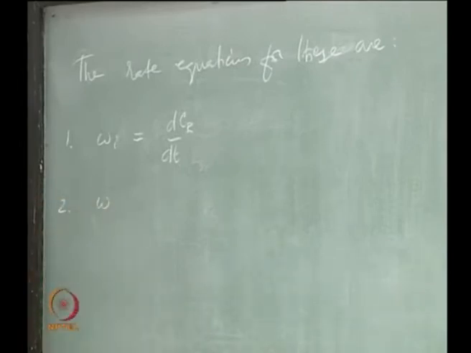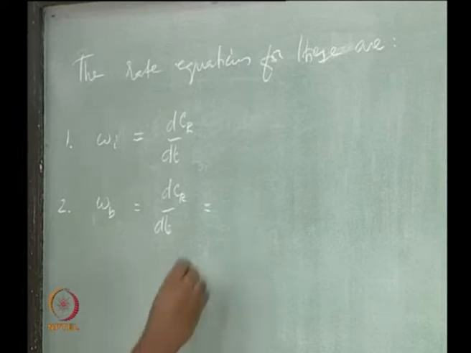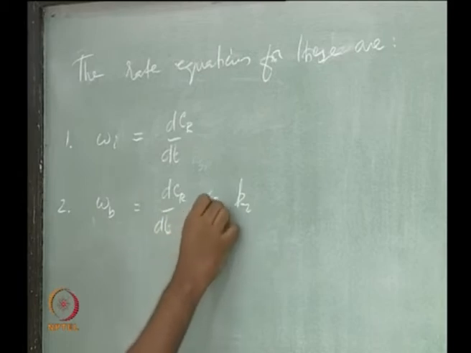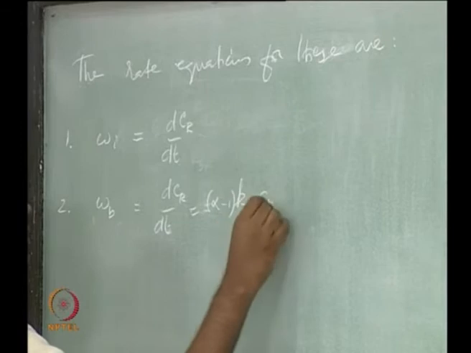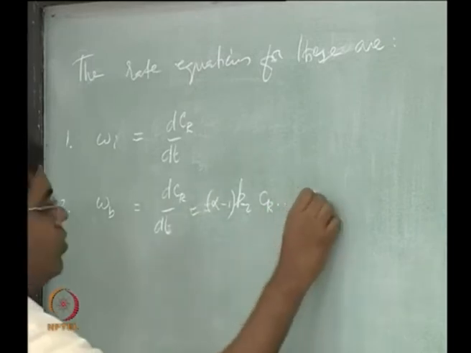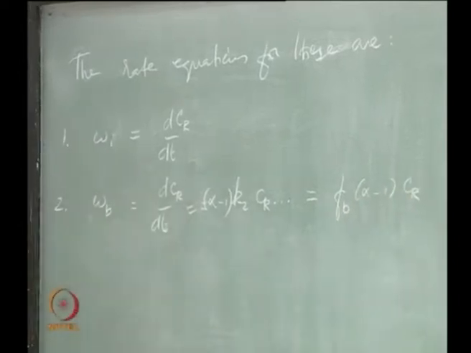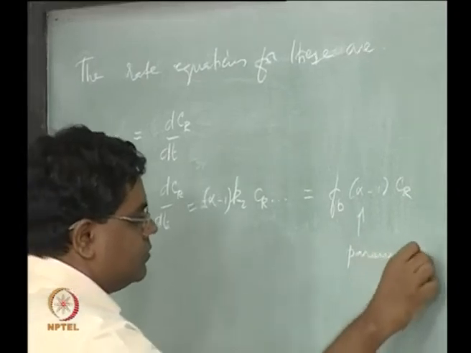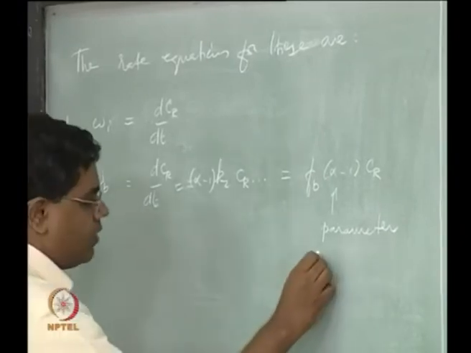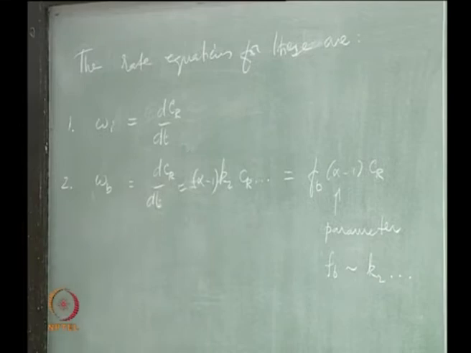Second, let's call this chain branching, so we'll call this omega b. That's equal to dCr over dt as well. For this reaction here, strictly speaking, I should write (alpha minus 1) k2 Cr times other things which are hidden. Since I do not know what those are, I am simply going to write this as equal to fb times (alpha minus 1) Cr. Alpha is a parameter here, and fb is going to take care of k2 and the concentrations of stable species, which do not enter the picture.